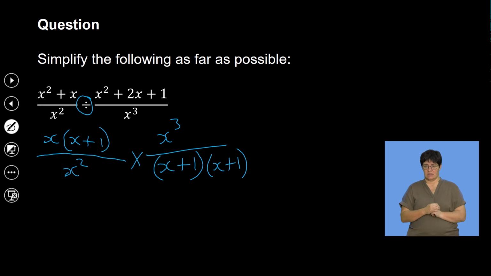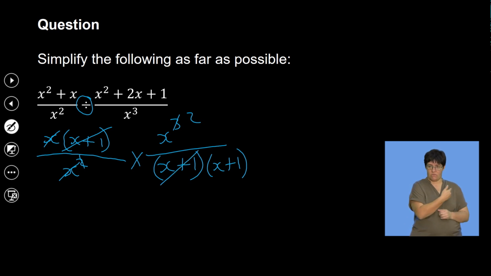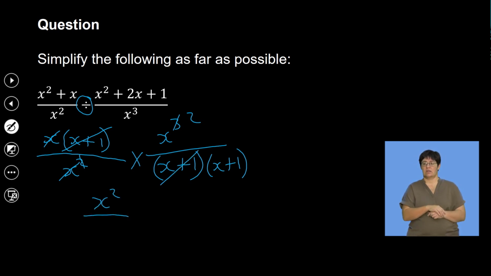Then you work it out, right? You do the cross cancellation, they normally call it that. So the squared there will go with that x there, and then this x will go into that x and leave 2 x's. The x plus 1 and the x plus 1 cancel. Lastly, my answer will be x squared over x plus 1. And that's my final answer.